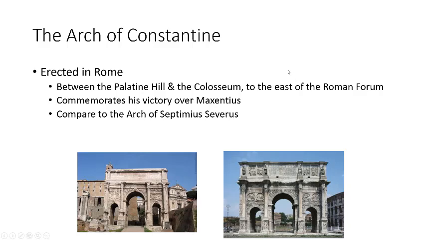Constantine also had all sorts of things constructed that were used for purposes of propaganda. And sometimes the layers of that propaganda are so deep that we don't always pick up on them right away. And I think one of the places that it's best to see some of the layers of propaganda at play is the Arch of Constantine. This is erected in Rome, between the Palatine Hill and the Colosseum, and to the east of the Roman Forum.